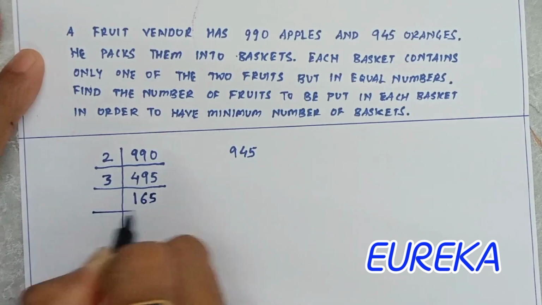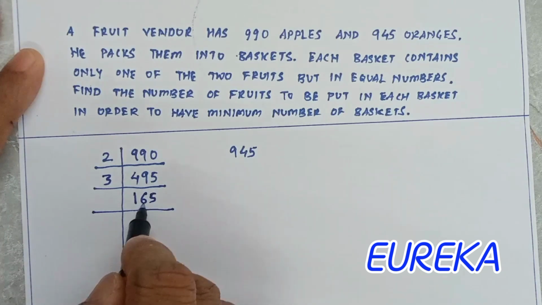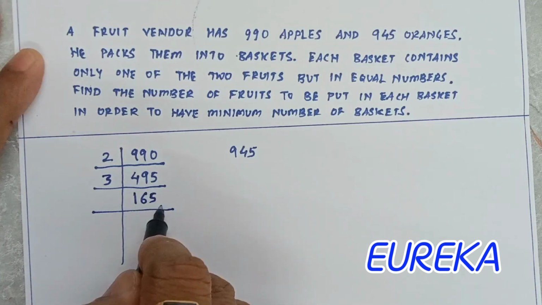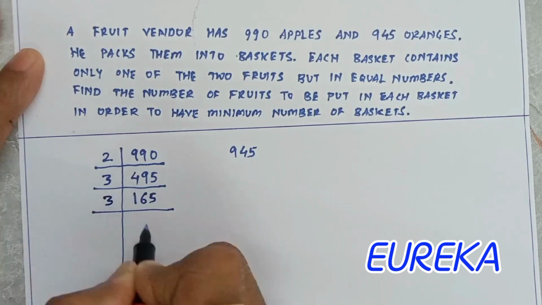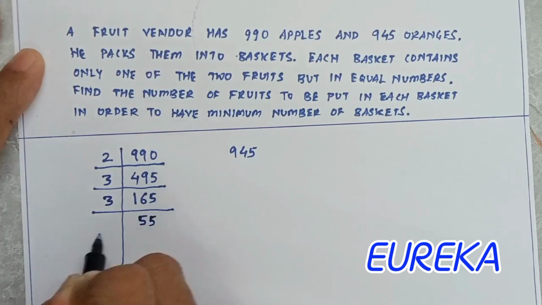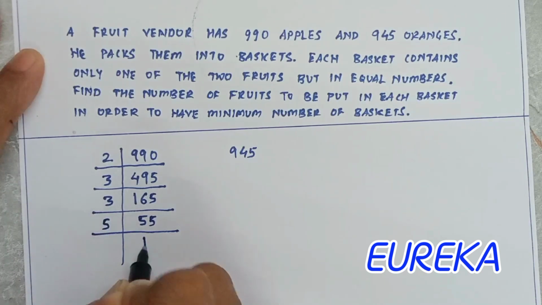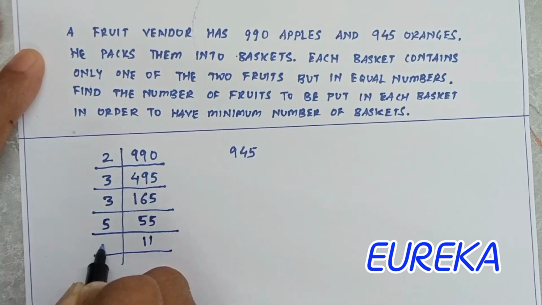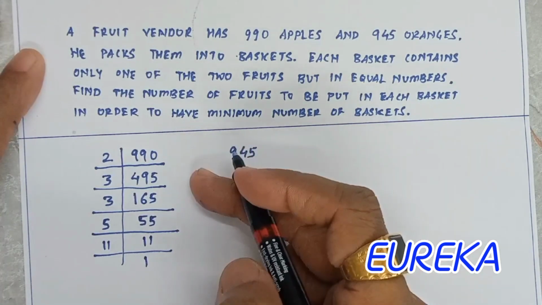165. You can check this. Now again, it is not an even number. 6 plus 1, 7, 7 plus 5, 12. 12 is divisible by 3. So dividing by 3, we get here 55. 55 is divisible by 5. If we divide by 5, we'll get here 11, and 11 is again a prime number. So this is the prime factorization for 990.